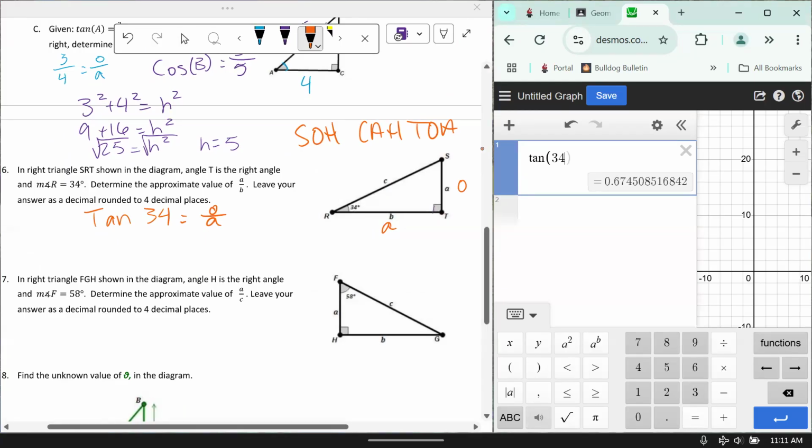So we would do O over A equals 0.6745. So that's just 5. We don't have to round this. So boom, there we go.